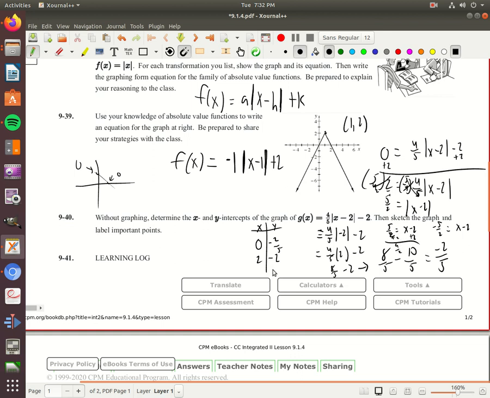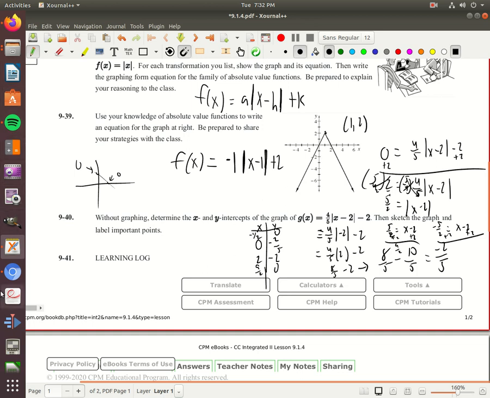This is a weird problem. So I'm going to get 9/2, 0. And then if I add 2 over here, that's like adding 4/2. So I'll get negative 1/2, and 0. So my suspicion is that's what I get. I'm going to jot this down and run over to Desmos to see if I actually got it right. So 4/5 absolute value of x minus 2 minus 2.